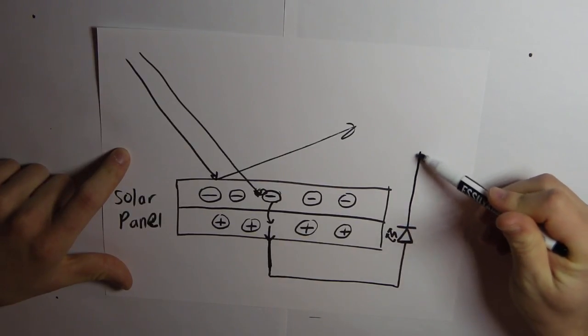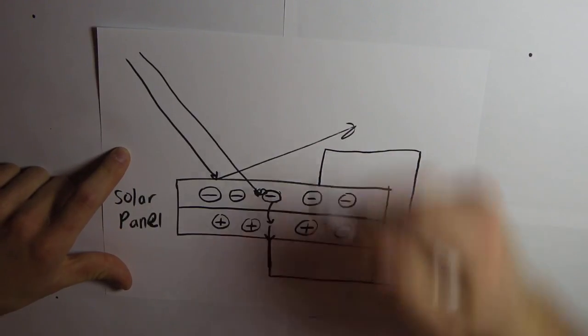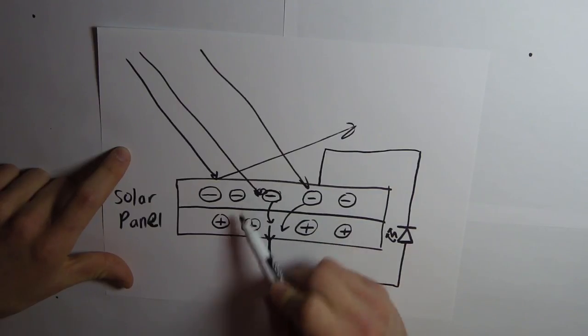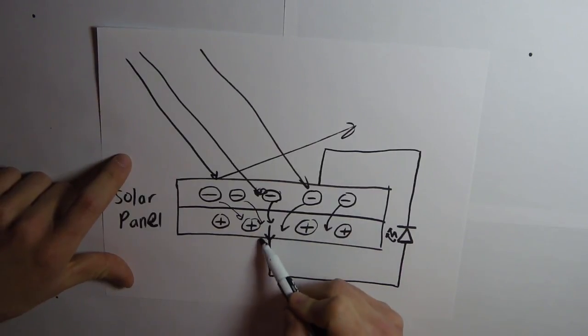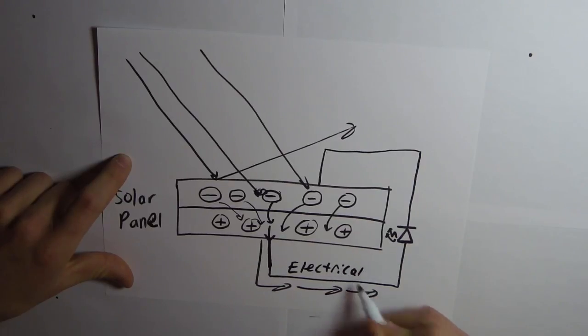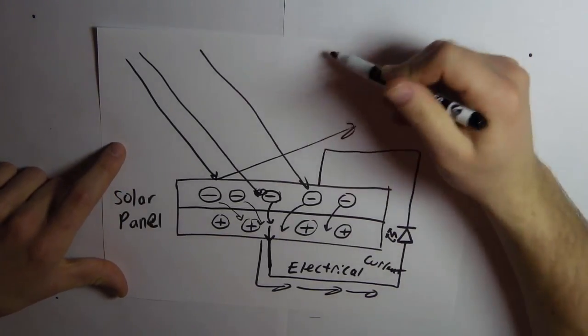And then once it passes through the LED, it goes back to its original layer, where it just sits there until it gets hit again by another light ray. And then this one can jump over. And basically what you want in a solar panel is to have all these electrons hopping over continuously so that they all flow through here to have what? An electrical current. An electrical current.